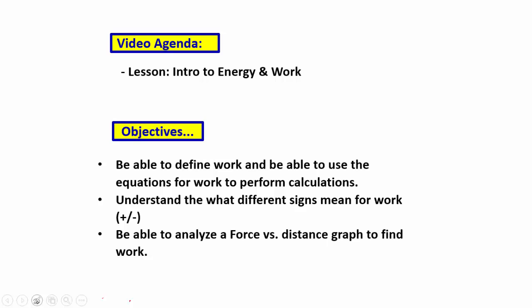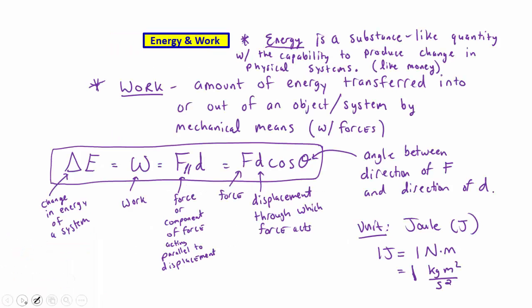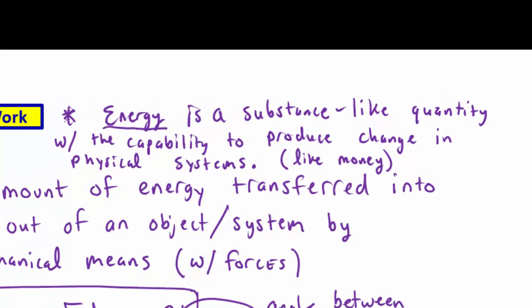Feel free to pause the video at any time in order to write anything down that you think is important. So let's start with the definition of energy. Energy is a substance-like quantity with the capability to produce change in physical systems. I say that energy is like money in the fact that we can gain money, we can lose money, we can have no money. Energy is kind of like the currency of physics. It enables us to produce changes in physical systems.